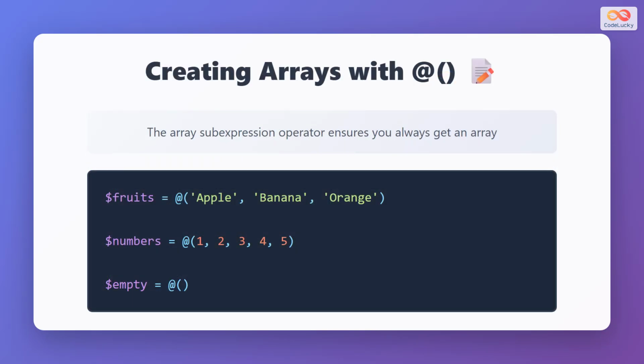To create an array in PowerShell, we use the array subexpression operator, which is the @ symbol followed by parentheses. This syntax ensures you always get an array, even if you have 0 or 1 item. Let's look at 3 examples. First, we create a fruits array with 3 string values: apple, banana, and orange. Second, we create a numbers array containing the integers 1 through 5. And third, we can create an empty array by using @ symbol parentheses with nothing inside. This operator is especially useful when you're not sure how many items you'll get from a command or expression.